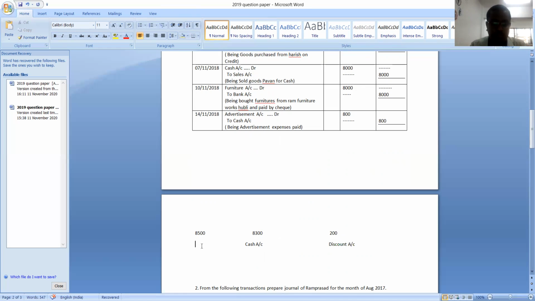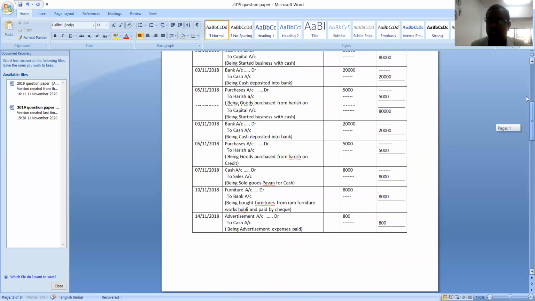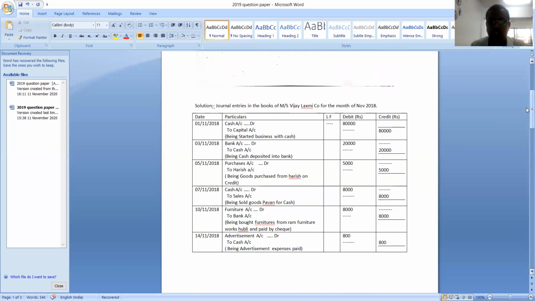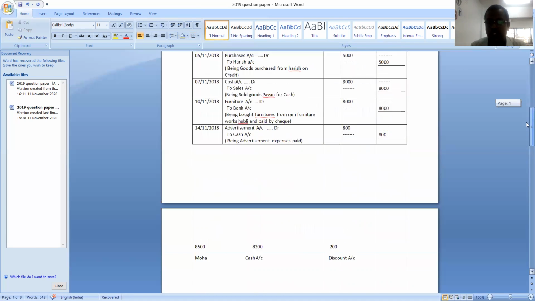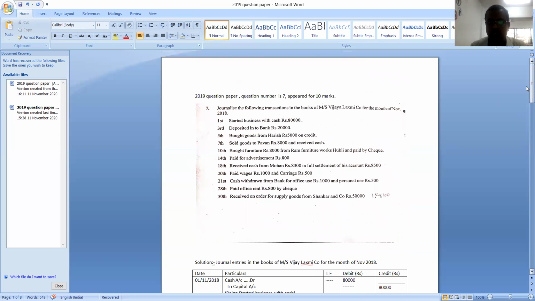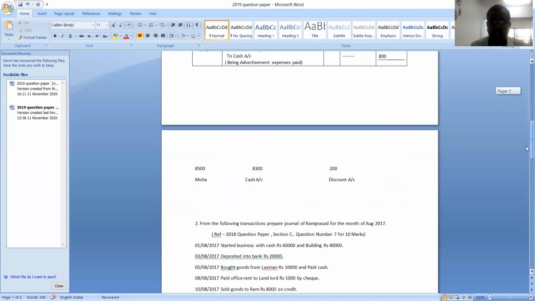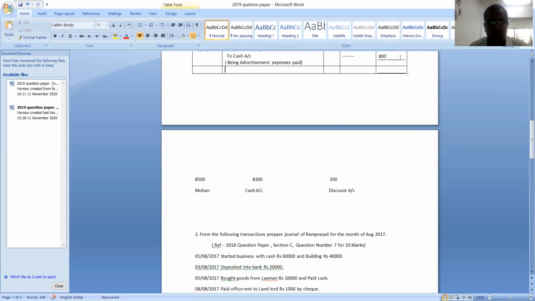From whom have we received this particular amount? We have received it from Mohan. So which account? Mohan's account. So totally how many accounts will come here? Three accounts will come. One is Mohan's account, another one is the cash account, and another one is the discount account. Now, how to pass the journal entries? It is not so difficult.